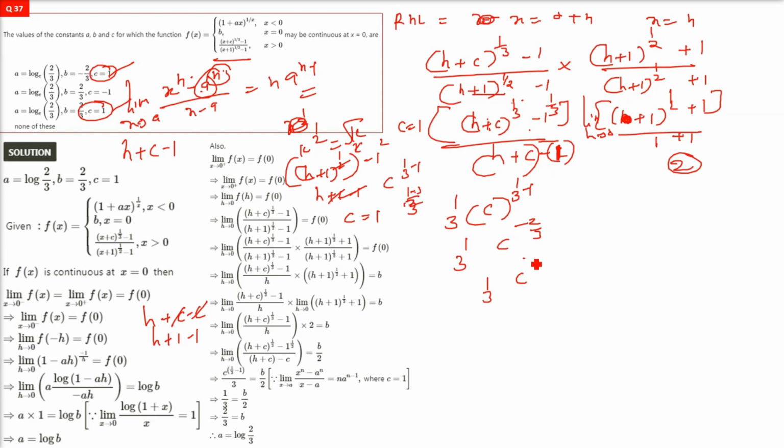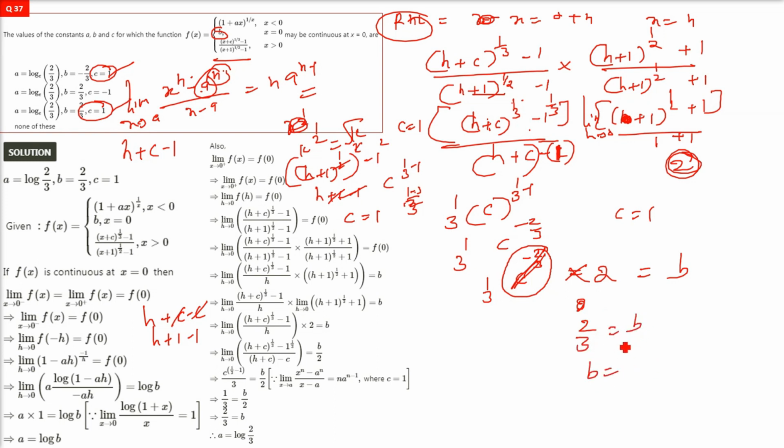So the 2 was on the right, 1 by 3 is there, and this is equal to what? Left hand limit, right hand limit. Remember, I told you it is equal to b, the value of the function at x equal to 0. So b is equal to 2 by 3. From the right hand limit you got b as 2 by 3. And you remember a was equal to log b? The first left hand limit, when I was showing you, we came up with the solution that a equals log b. So replace b by 2 by 3, a equals log 2 by 3.